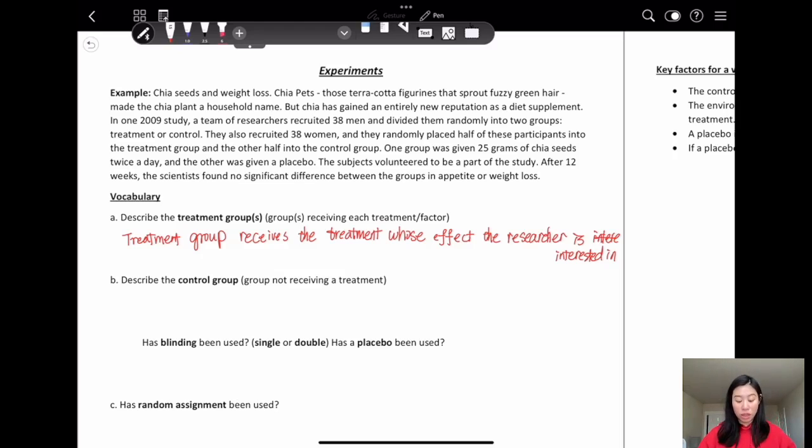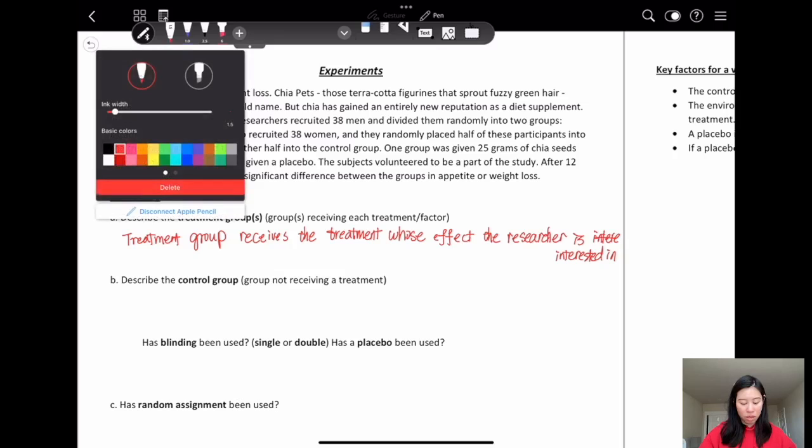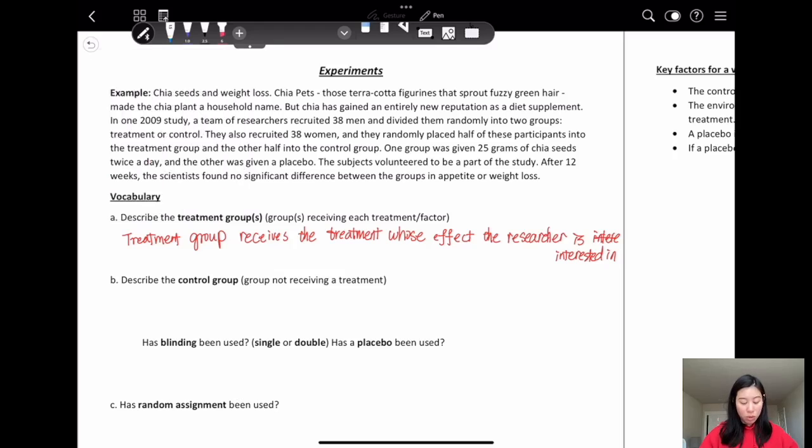Okay, so in this case, what would be our treatment group? What are the researchers interested in? We want to see if chia seed will have an effect on weight loss, right? So that means the treatment group should be the 19 men and the 19 women who are taking the chia seed.